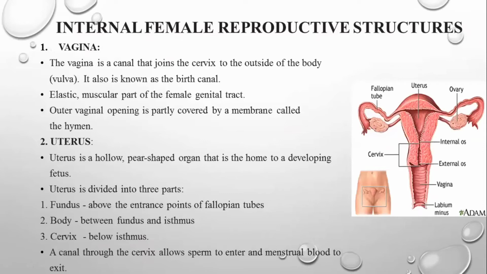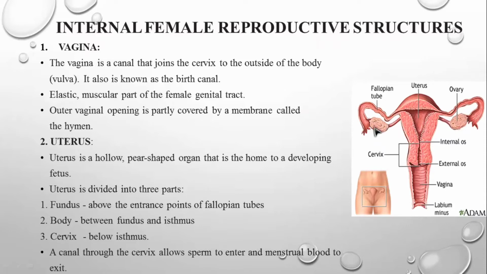Next we're going to see the internal female reproductive system. Till here we have seen the external reproductive system. From here we're going to see the internal reproductive system. The internal reproductive system consists of the vagina, the cervix, the uterus, and the fallopian tube, which ends with an ovary.